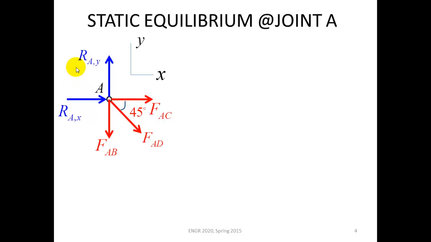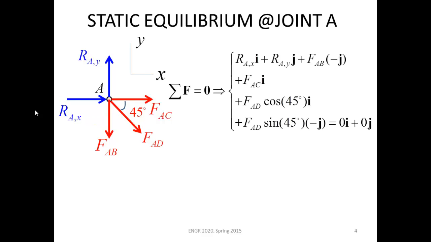Here's the joint A with forces shown. The blue are supports, the red are the forces in the members. Starting with static equilibrium of joint A, vector sum of forces must be 0. So R sub Ax i plus R sub Ay j, F sub AB negative j because the positive y direction is up, F sub AC positive i, it's in the positive x direction, plus F sub AD cosine 45 in the i direction, F sub AD sine 45 in the negative j direction, and that must equal 0i plus 0j, or a null vector.